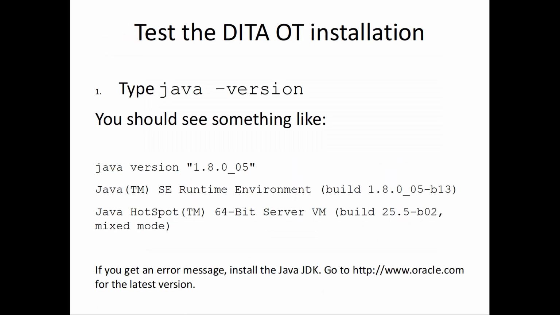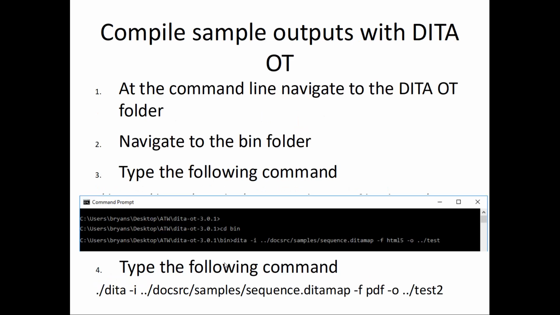You would unzip the Open Toolkit, and then you would navigate your command line, and you would type java -version to confirm that you have the correct Java version. If you don't, you'll need to go to oracle.com to get the latest version of Java. And I can certainly walk you through that. So at the command line, we will navigate to our DITA Open Toolkit folder. We will navigate to the bin folder.